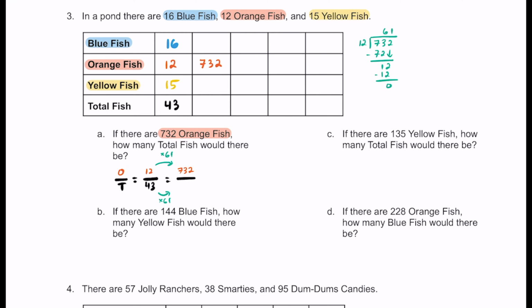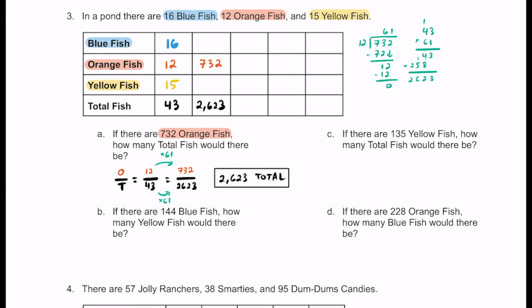So we're going to have to multiply 61 by this 43. Okay, I'll write this one out too. So 43 times 61, and let's see, that's going to be 3, that's going to be 4, that's 18, carry the 1, 24, that's 25. If we add these together, it's going to be 3, 2, 6, 2. So 2623, I believe. So 2623, and that's going to be the number of total fish, 2,623. So again, over here, this is 61 times more orange fish, so we have 61 times more of the total fish.